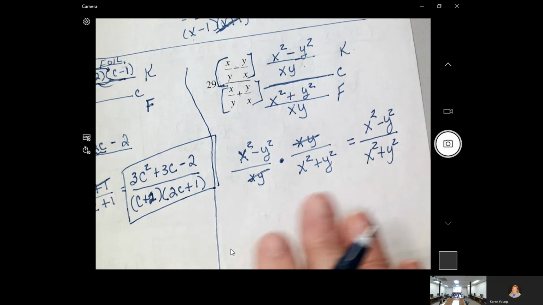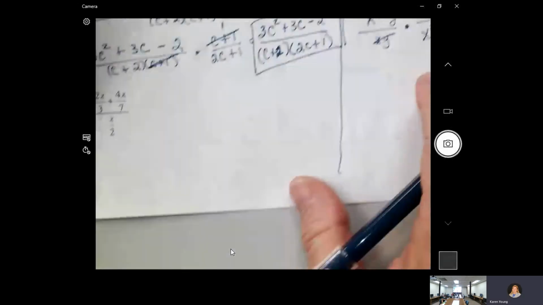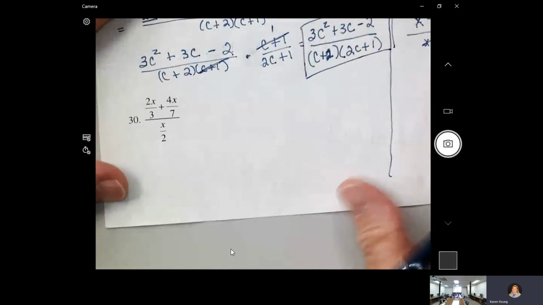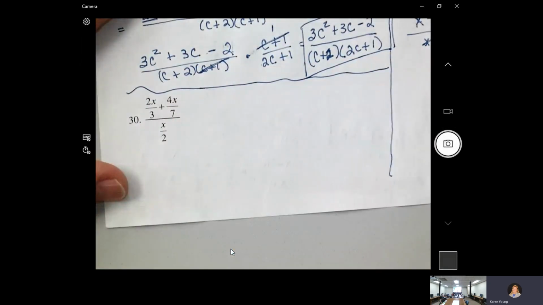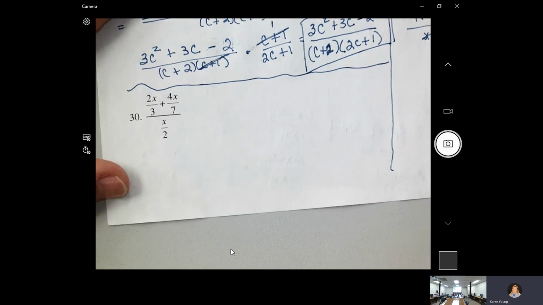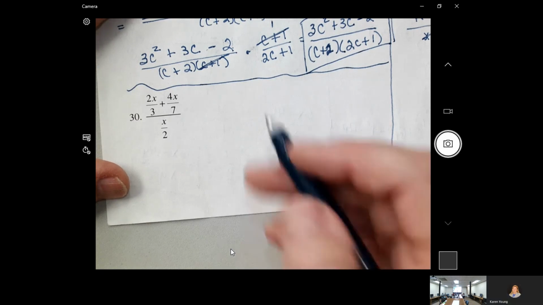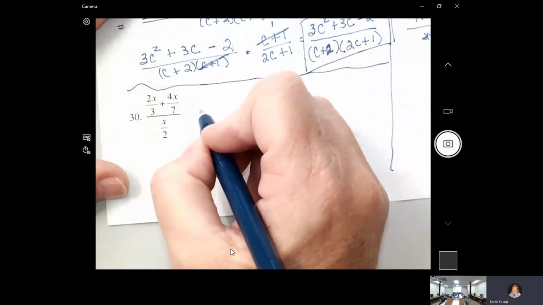All right, our last one, and I'm going to let y'all work this one, as it goes back to like number 26. That's 2x over 3 plus 4x over 7, divided by x plus 2 over x over 2.